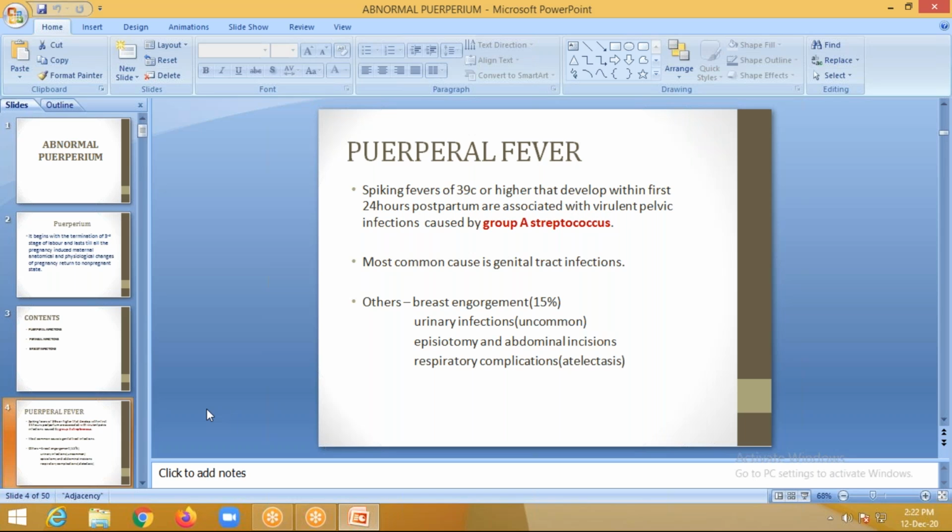So if a woman gets fever within the first 24 hours of the postpartum period, then we call it puerperal fever. The most common cause is genital tract infections. Other minor causes are breast engorgement, where spiking fevers are less common and lesser degrees of fever are common, and urinary tract infections, episiotomy and abdominal incision infections, and respiratory complications like atelectasis.